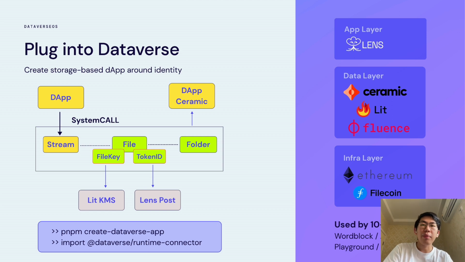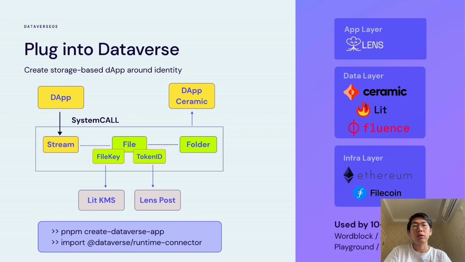Let me explain by taking the example of posting a tweet in the playground. The tweet is created on Ceramic Network as a data stream, and a file of this tweet will automatically be created in the file system.